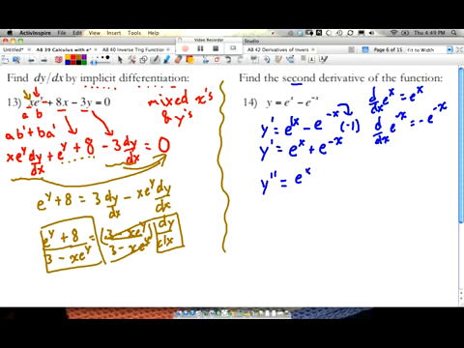So let's look at the second derivative. The e to the x stays the same. But now the second one, that negative is going to pop down again. So we're going to have minus e to the negative x. Oh, this is interesting. Look at that. It's a cycle.